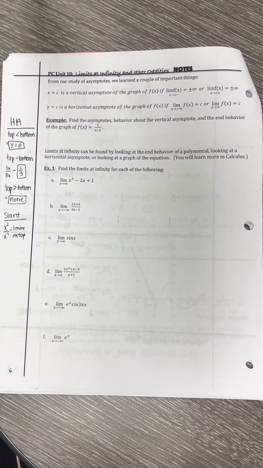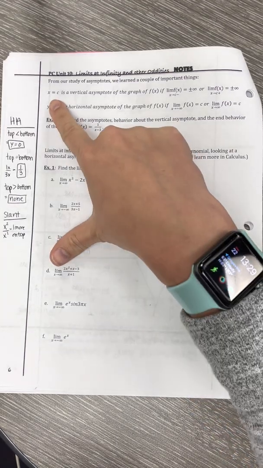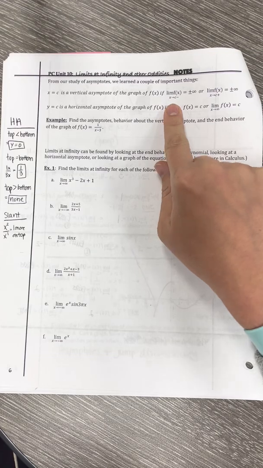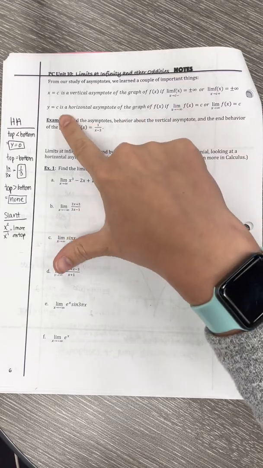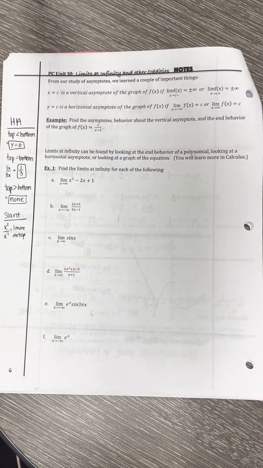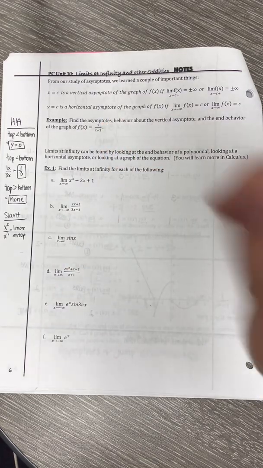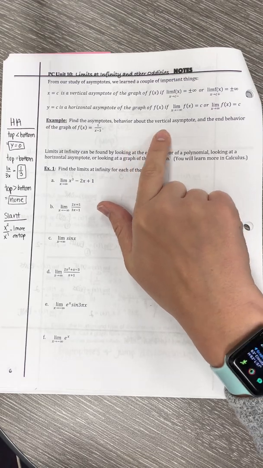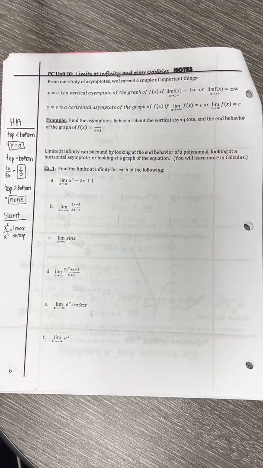From our study of asymptotes, we learned a couple of important things. When x is equal to c, this is a vertical asymptote of the graph of f of x. When y is equal to c, it is a horizontal asymptote of the graph of f of x. And for example, find the asymptote's behavior about the vertical asymptote and the end behavior of the graph of f of x.